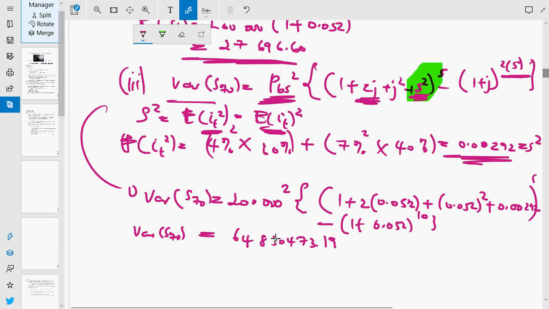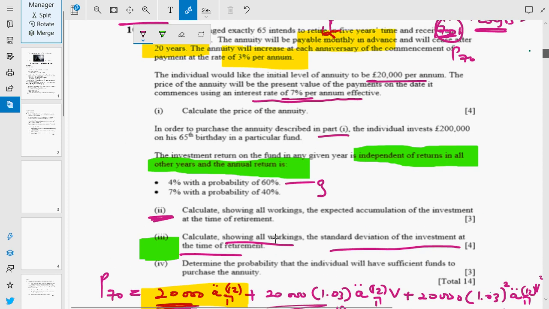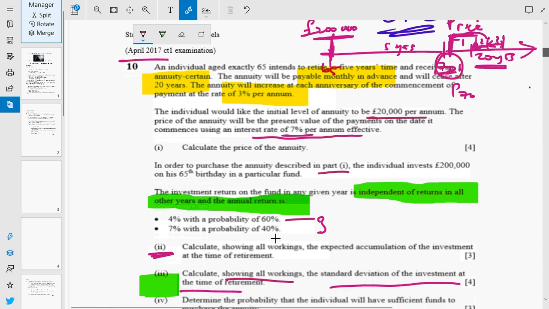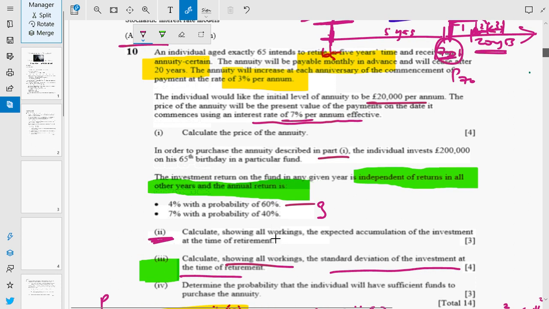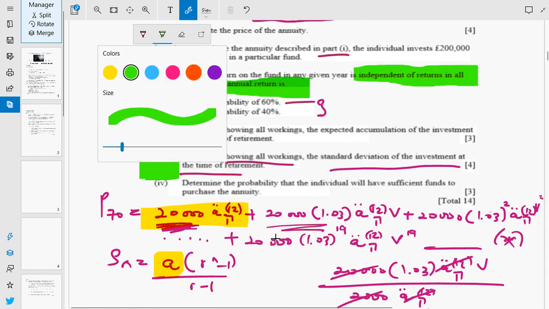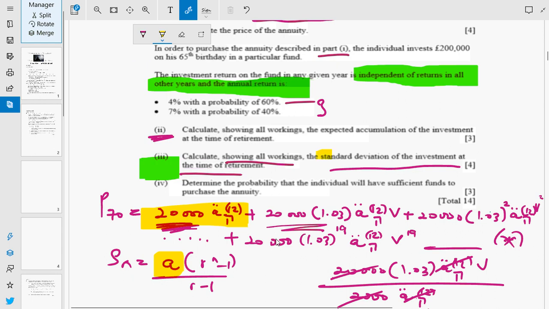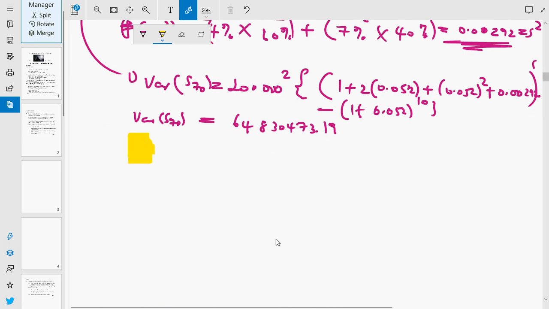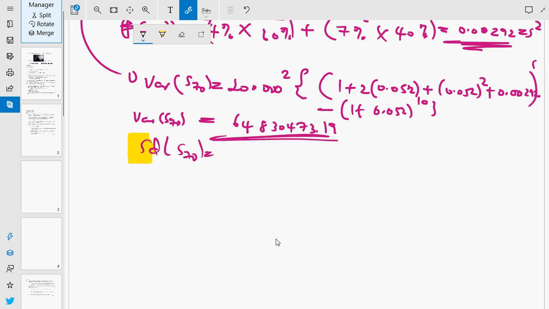Now, you have to read your question. Remember to always ask yourself whether you have answered the question or answered something you would love to answer. The question asks for the standard deviation. Okay, they ask for the standard deviation. You have just calculated the variance. So you know from your basic actuarial studies, in order to get your standard deviation of S70, you have to take the square root.